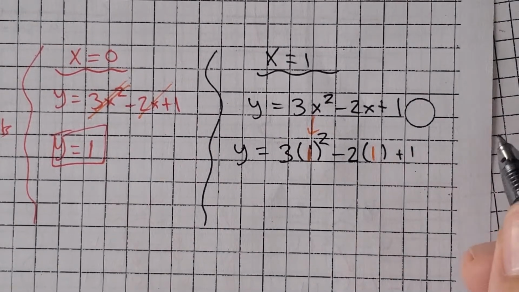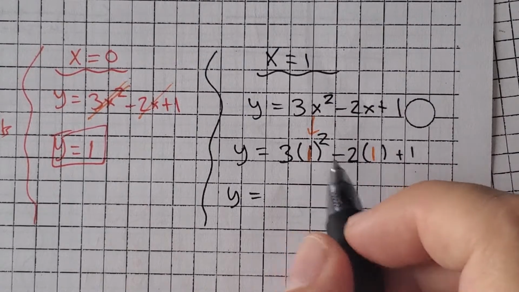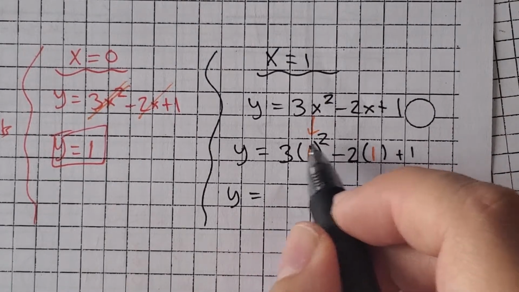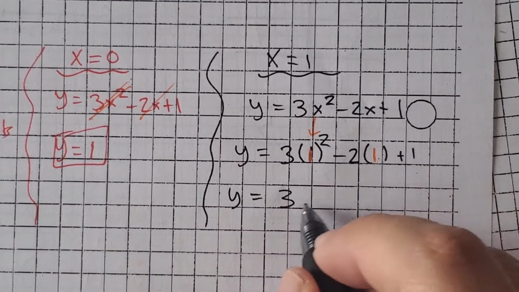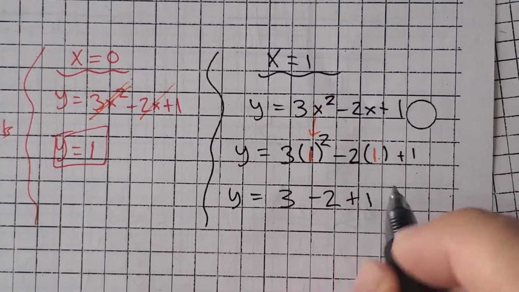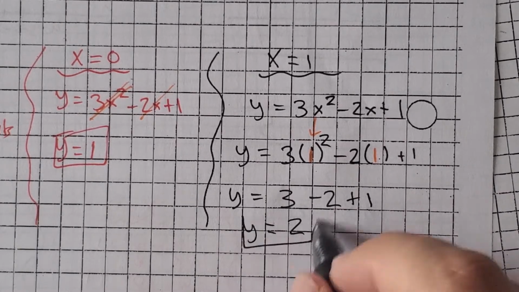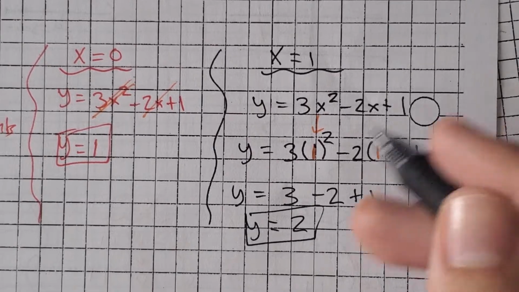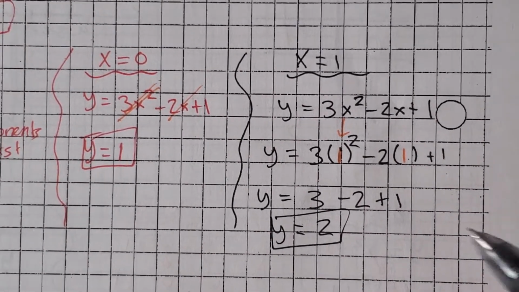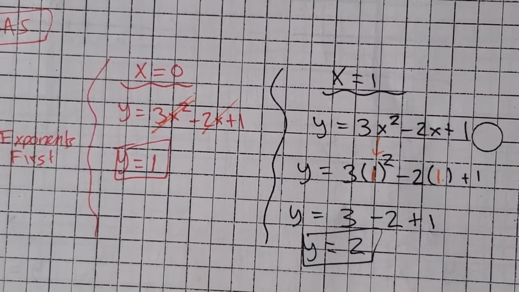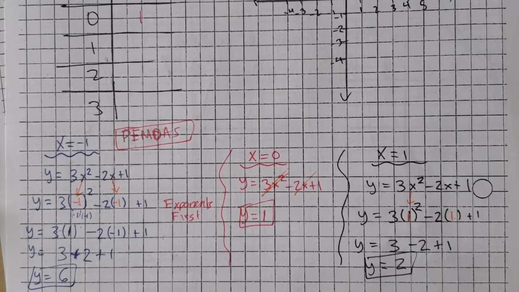So then let me show you what this looks like over here. So y is equal to, and I'm going to do this in my head real quick. 1 squared is just 1, 3 times 1 is 3, -2 times 1 is -2, plus 1. So 3 minus 2 is 1, plus 1 is 2. Okay, take your time if you're new to this. I just wanted to get this over with because I don't want this video to be like 30 minutes long. But this should be your answer. So when x was equal to 1, this was equal to 2.